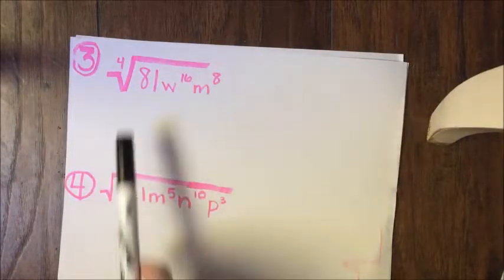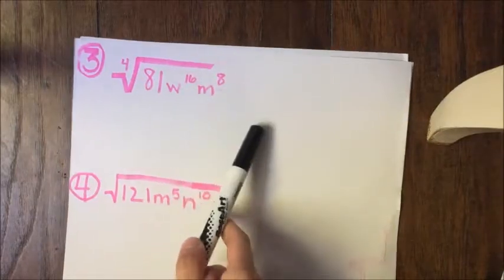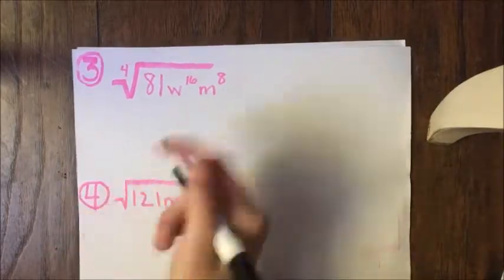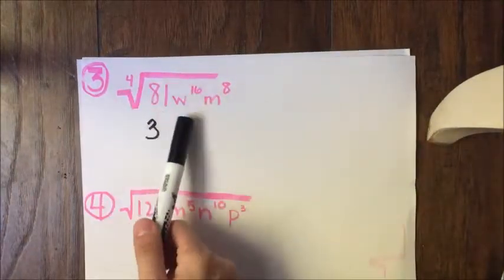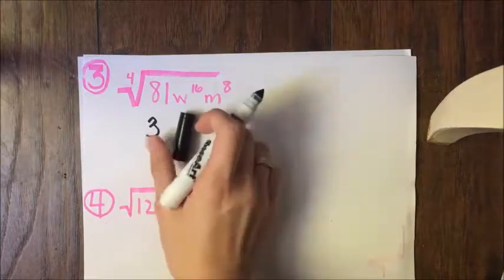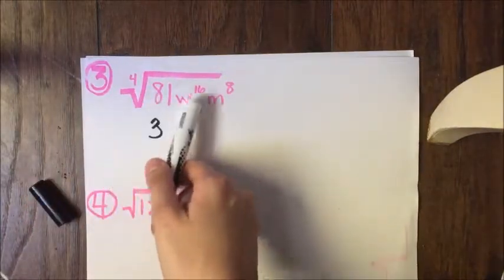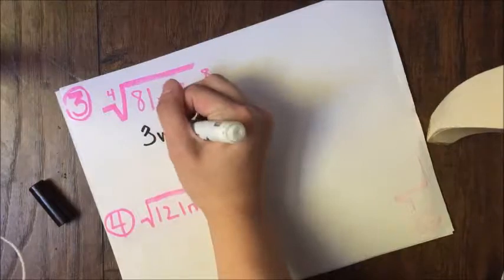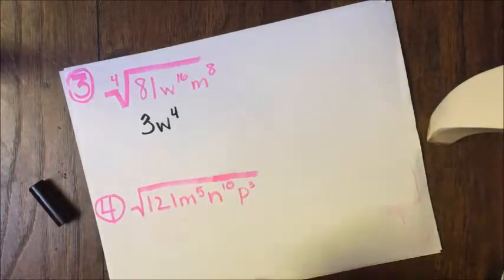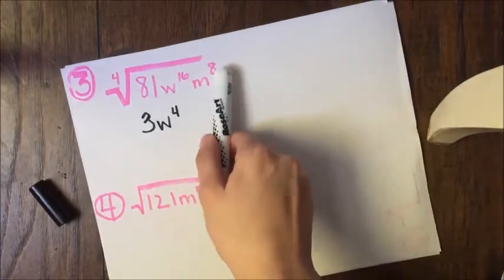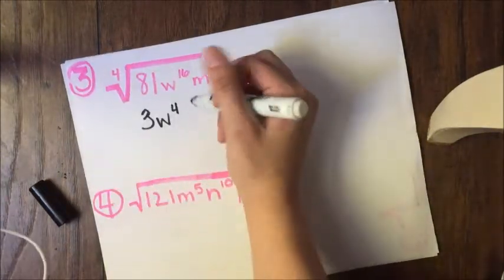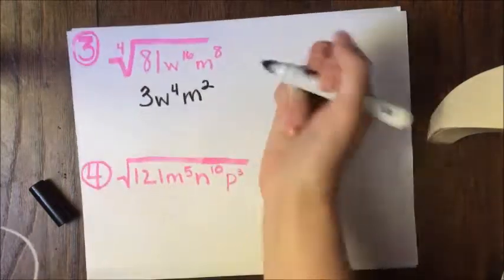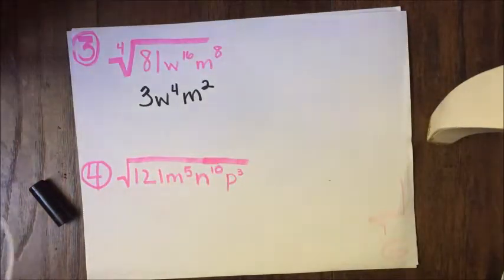For number 3, we're going to take the fourth root out of every individual item. So the fourth root of 81 would be 3. And the fourth root of w to the 16th would be w to the 4th, because 4 times 4 equals 16. And then the fourth root of m to the 8th would be m to the 2nd, because 4 times 2 equals 8. So your answer is 3, w to the 4th, m to the 2nd.